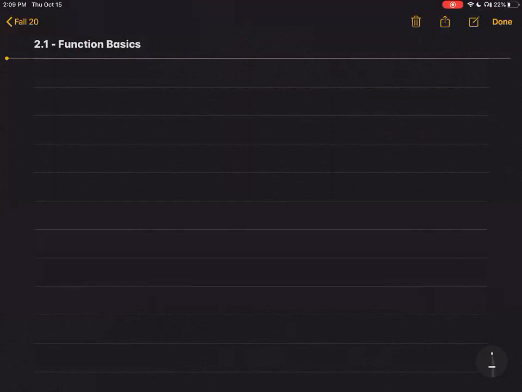The first section in chapter 2, which is going to be covering functions in general. So today we're just going to go over some of the preliminary ideas as to what a function is and what its attributes are. So let's get started. Let's talk about what a function actually is.